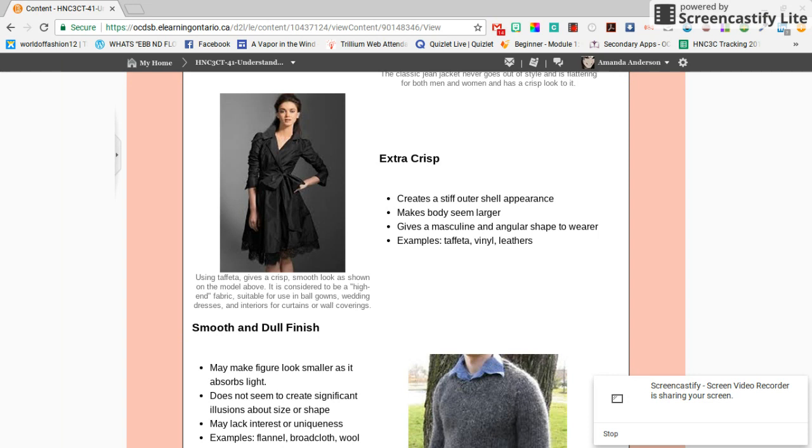Extra crisp is almost like a shell. So you might see a lot of jackets being extra crisp. You might also see ball gowns and wedding dresses being super crisp. Usually this is considered like a high-end look. It makes the body seem larger. It gives an angular shape to the wearer, so taffeta and vinyl are generally extra crisp. The fabric doesn't drape over the body. The garment drapes in a certain way because of the fabric, not because of the body.